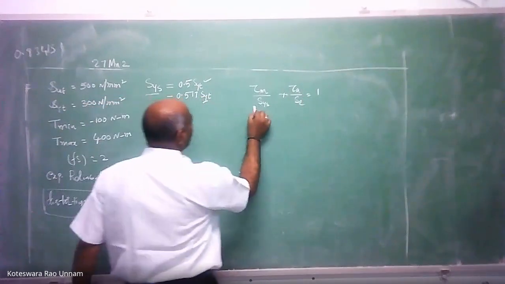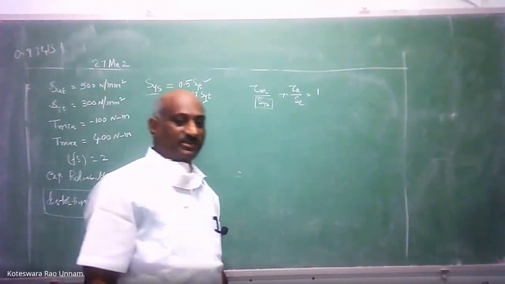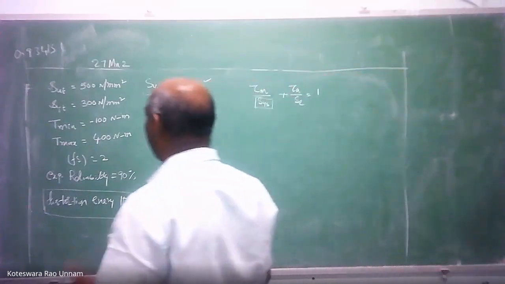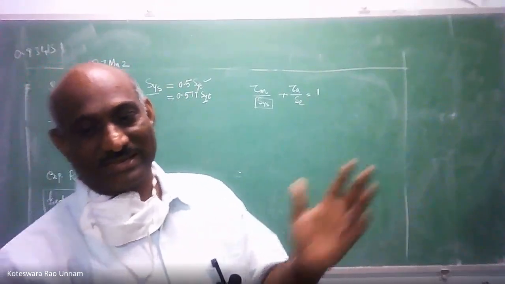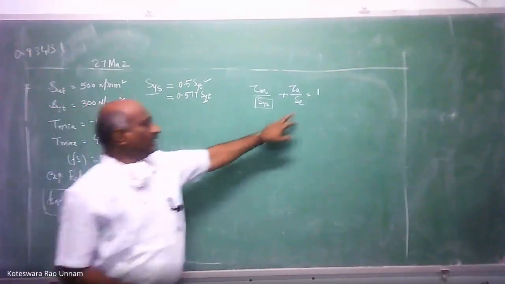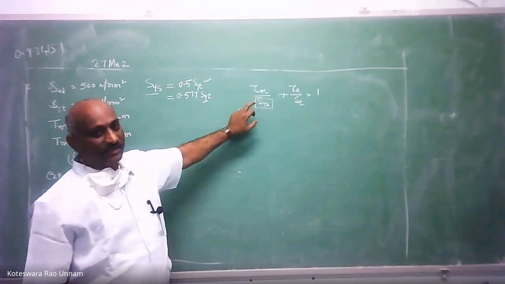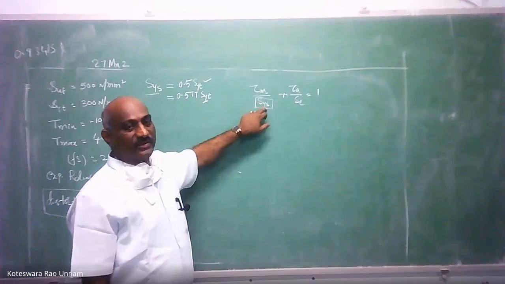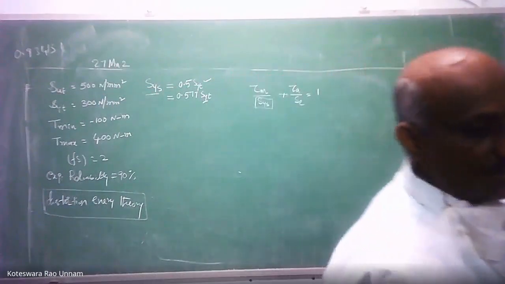That means your SYT will be replaced by SYS because it is a shear stress. So this is the important point you need to remember when you switch from normal stress values to shear stress. Don't take blindly the equation SE, SYT. SE is the same here, you will get only SE, but in place of SYT or SUT, you will get SYS. So that is the important point we need to remember.